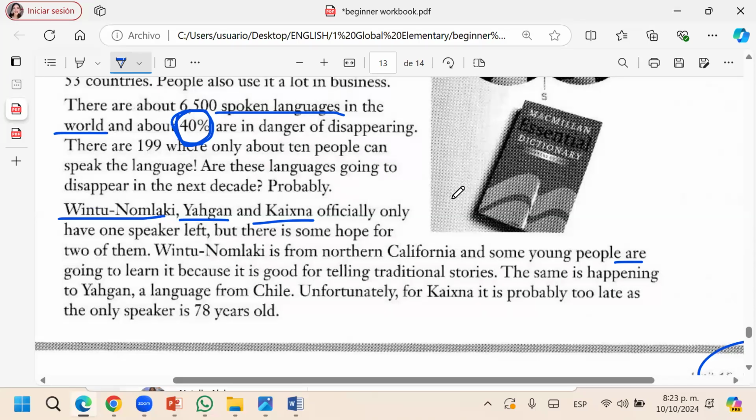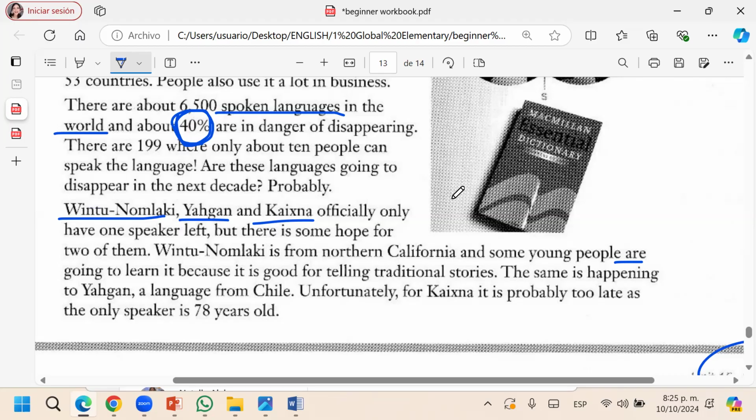Wintonolaki, Jagan, and Kaixna officially only has one speaker left, but there is some hope for 2 of them. Wintonolaki is from North California, and some young people are going to learn it because it is good for telling traditional stories. Jagan are languages from Chile. Unfortunately for Kaixna, it is probably too late as the only speaker is 78 years old.